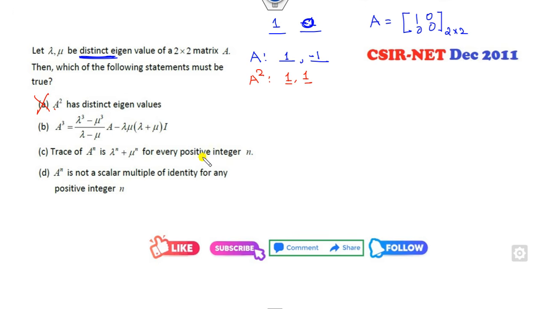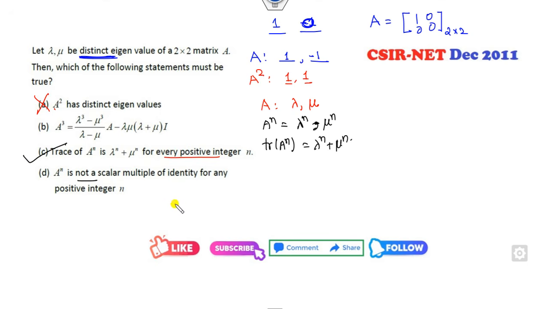Trace of A raised to power n for every positive integer. If A has eigenvalues lambda and mu, what are the eigenvalues of A raised to power n? Then what is the trace of A raised to power n? This is the sum of these eigenvalues. So yes, this is the correct option.